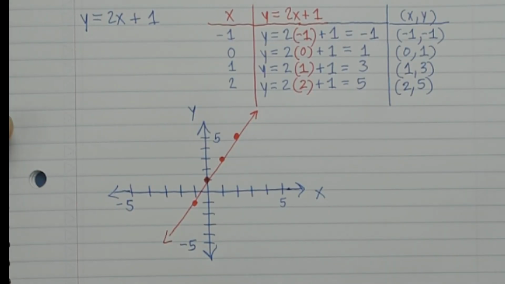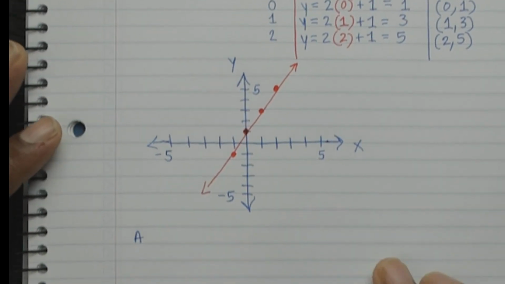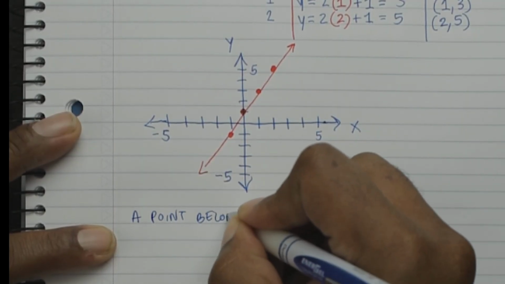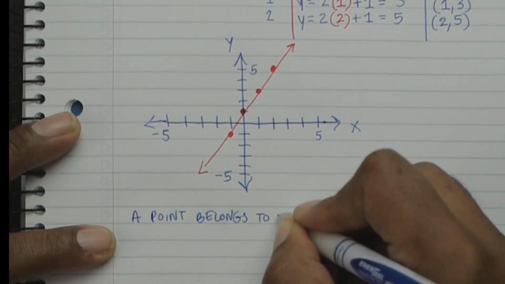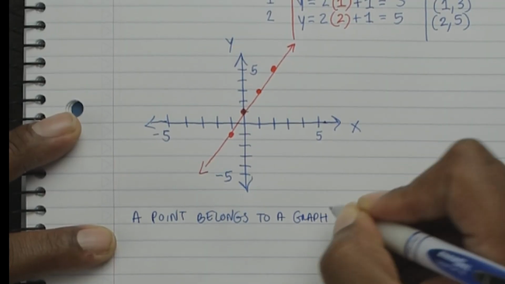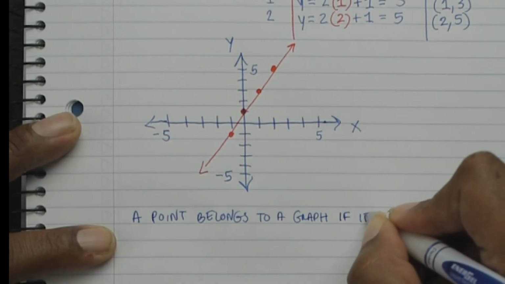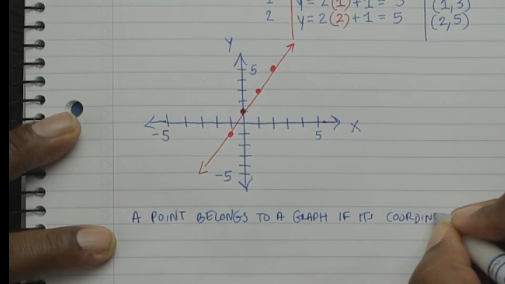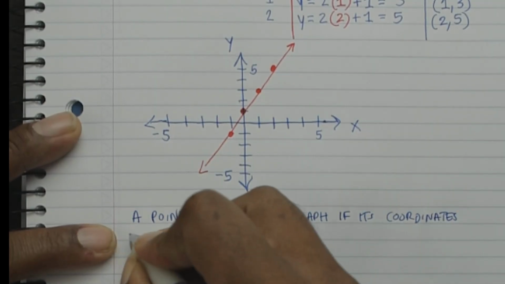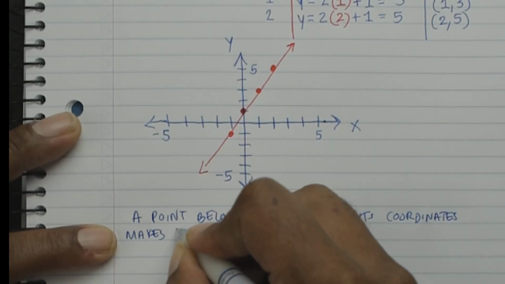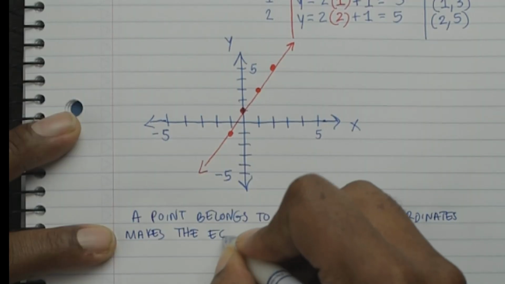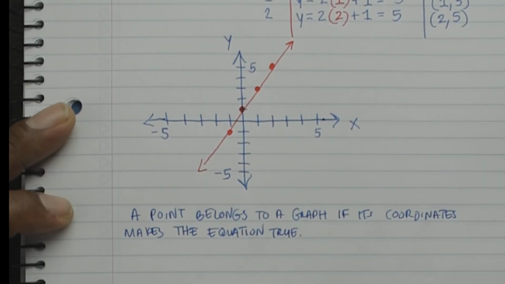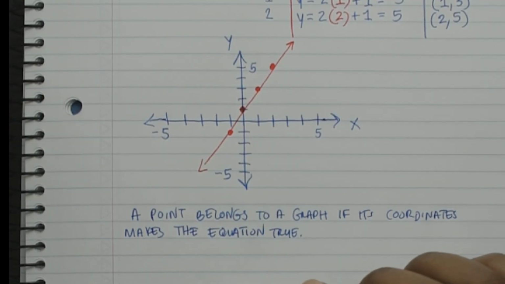So a point belongs to a graph if its coordinates make the equation true. And that is the big idea.